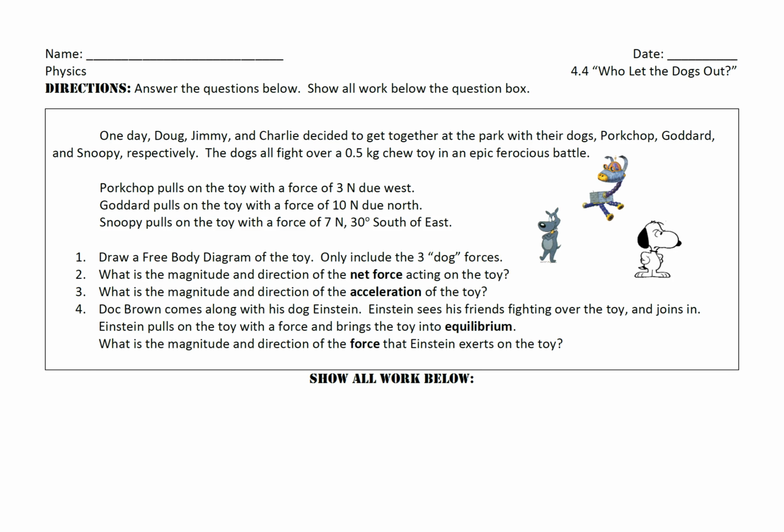Anyway, the dogs all fight over a 0.5 kilogram chew toy in an epic, ferocious battle. Porkchop pulls on the toy with a force of 3 newtons west. Goddard pulls on the toy with a force of 10 newtons north. And Snoopy pulls on the toy with a force of 7 newtons 30 degrees south of east.